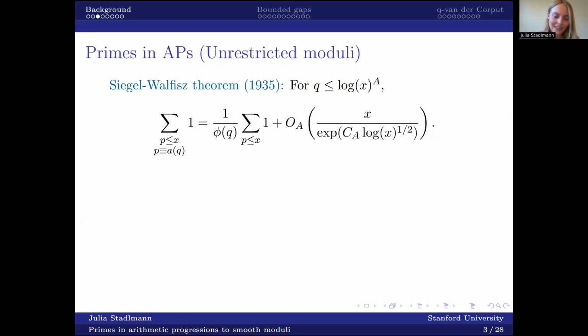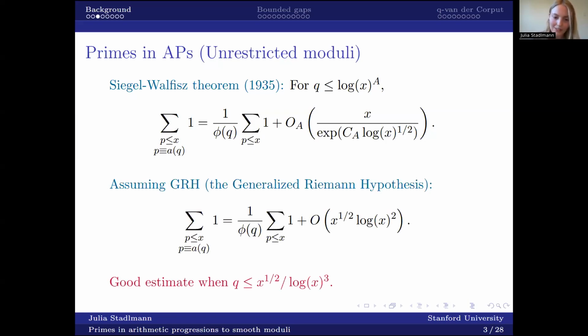But just like the Riemann hypothesis gives better error terms for primes, if we can assume the generalized Riemann hypothesis, we get better error terms for primes in arithmetic progressions. So with the generalized Riemann hypothesis, we know that the error is x to 1/2 times log x squared. And because the main term is x over log x times phi of q, if the q is a bit less than x to 1/2, then the main term is bigger than the x to 1/2 log x squared. So this is a good estimate if the modulus q is a bit smaller than x to 1/2, where x is the length of the sequence.